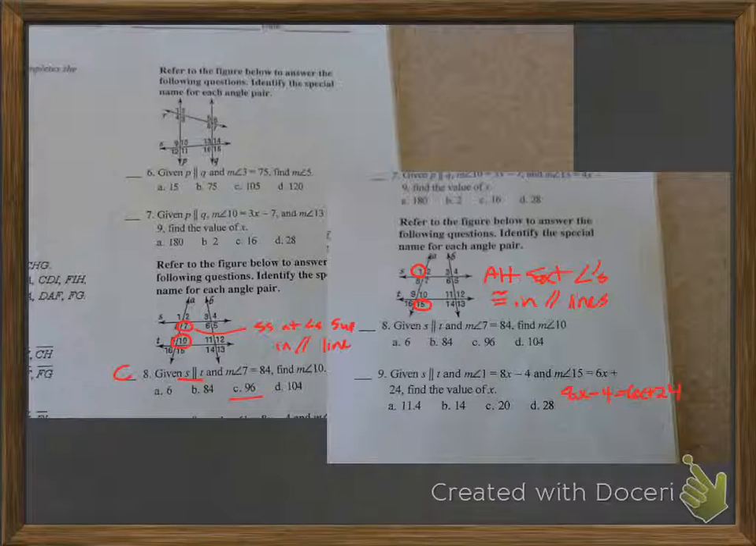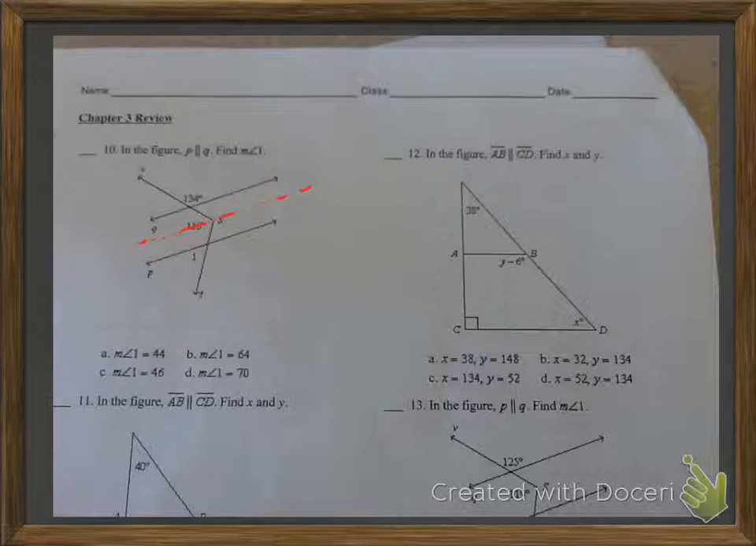So in number 9, we're looking at alternate exterior angles. They're congruent. You set them equal. Solve for x with a little subtracting 6x from both sides. Getting x by itself, the last step, divide by 2, and you get x equals 14, which is B for number 9. You go to the next page, number 10.